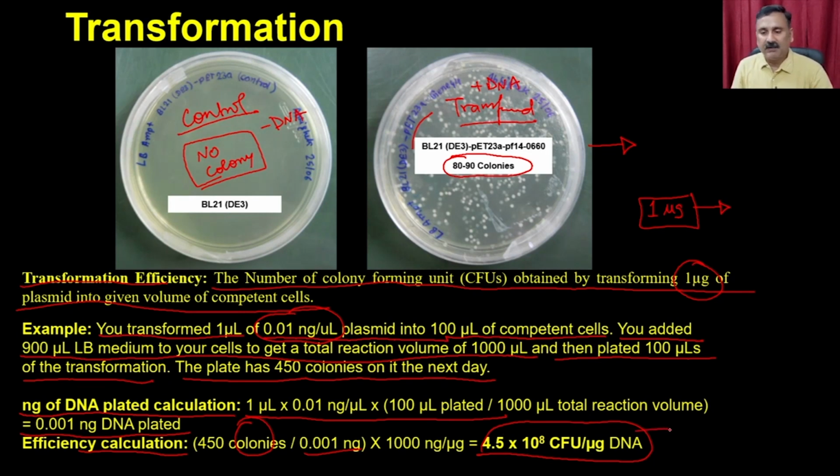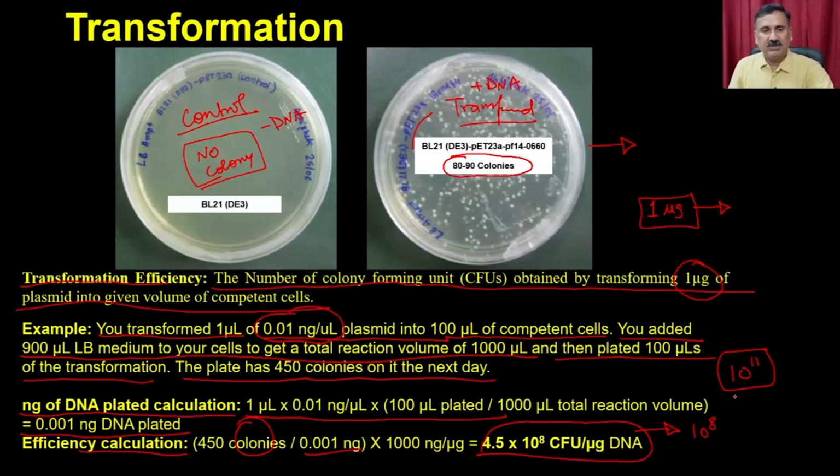So that is very good actually. 10 to the power 8 is a very good efficiency. Sometimes you may get even more, 10 to the power 11 and so on, which is very good. Any number above 10 to the power 4 or 5 is reasonably okay.